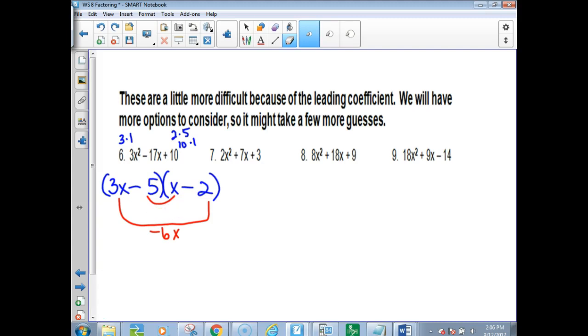So I try again, and I'll switch the 5 and the 2. So I'll put the 2 first and the 5 second. Now in the middle, I would have a negative 2x, and the outers would be negative 15x. Negative 2x and negative 15x adds up to negative 17x, and a negative 2 times a negative 5 is a positive 10, so I am done. It has been factored correctly then. You just want to check them. Okay, the next one, number 7.